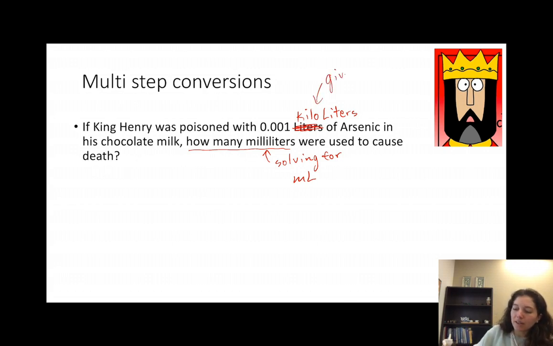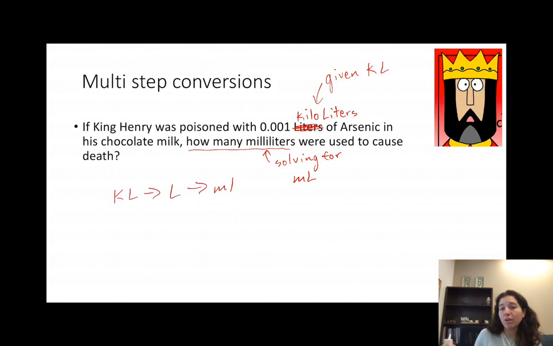is our kiloliters. Now this is a multi-step because we don't know how many kiloliters are in a milliliter, but we do know how many kiloliters are in a liter, and we know how many milliliters are in a liter. So we've got to go from one thing to the other to the other. It's kind of like connecting dots. So we're going to go from kiloliters to liters to milliliters. Since we're solving for milliliters, we know that's the unit our answer needs to be in. That's where we're going with all of this.